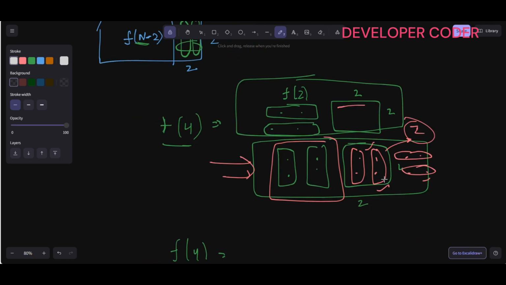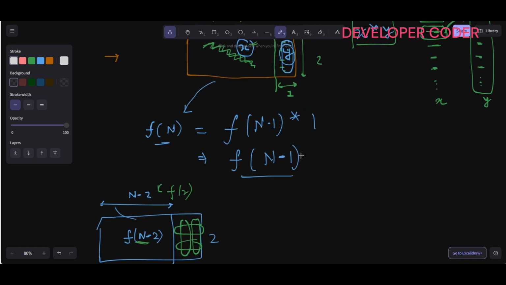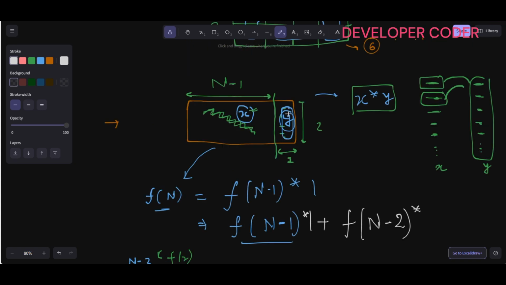So here there is only one way. I will not consider this way because I have already calculated it using f of n minus 1. So here I can say f of n is equal to f of n minus 1 into 1, plus f of n minus 2. From 2, I don't want to consider duplicates. On this side there is just one way, there are no two ways. So here f of n is nothing but f of n minus 1.